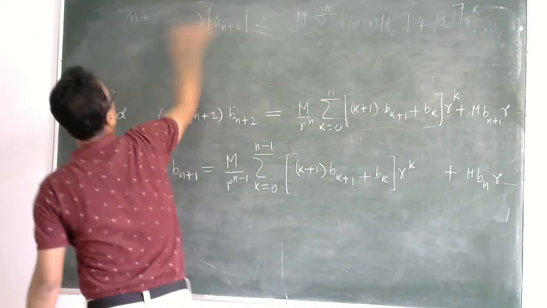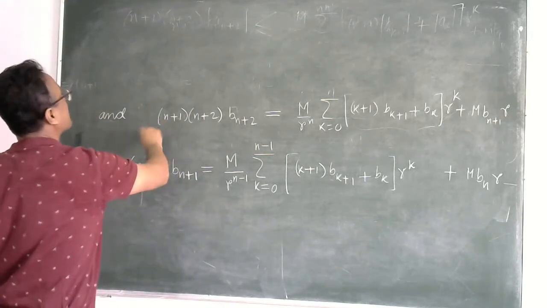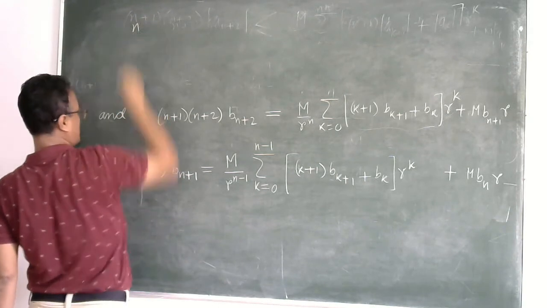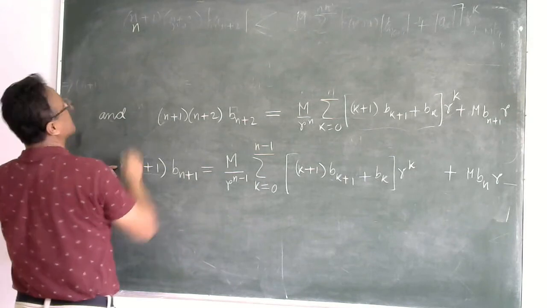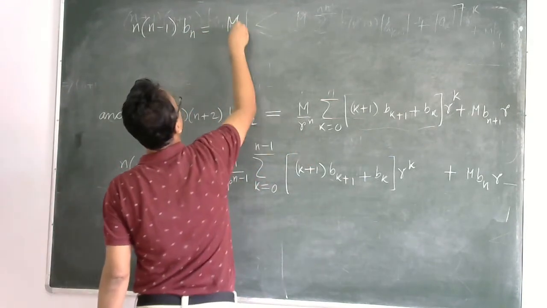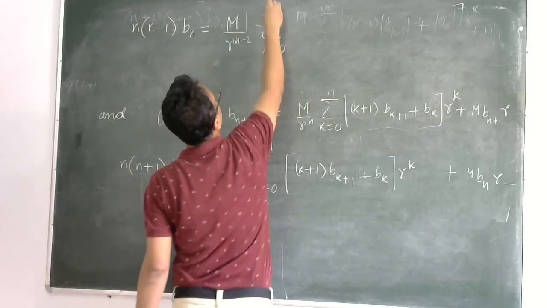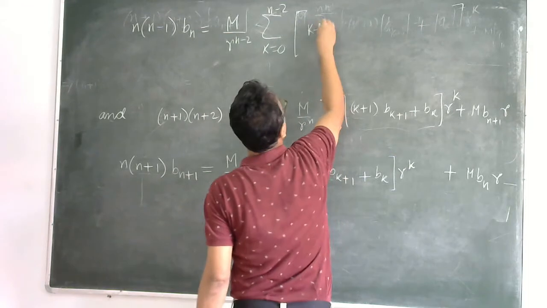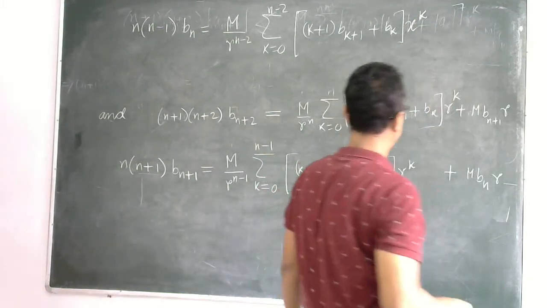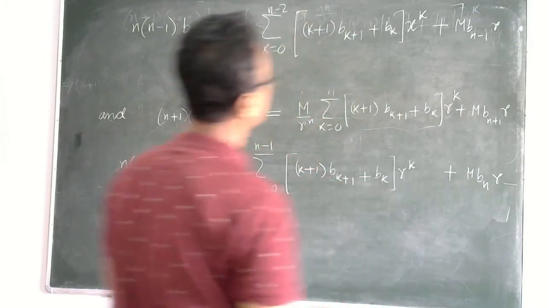Now again, in this relation, plug in n equal to n minus 1, or simply think that in this relation, n equal to n minus 2. Then from here I am going to get n, from here I am going to get n minus 1, bn. And then this is m by r to the power n minus 2, this summation going from k equal to 0 to n minus 2, of course, this is going to remain the same, x to the power k, and then from here, plus m, b, n minus 1, r. Fine? Okay.